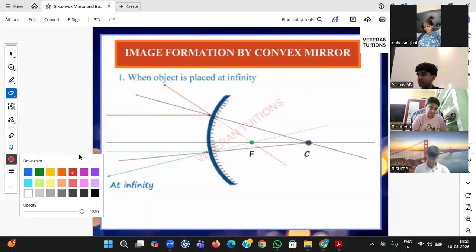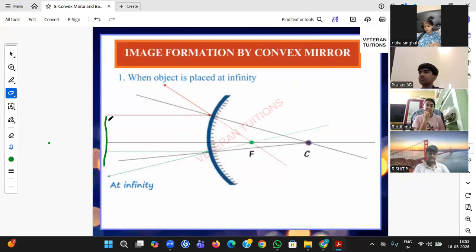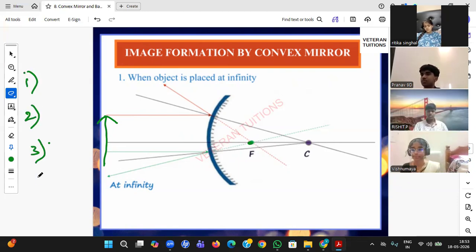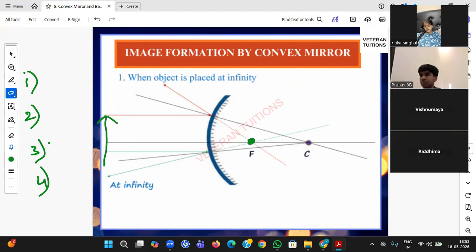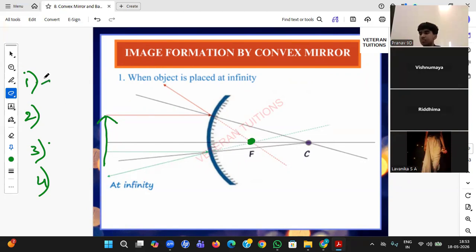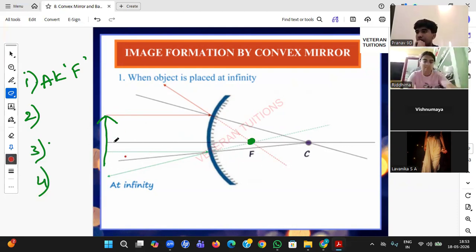Okay, yes, Rishit. Now you say the properties. This is my object. This is my image. Give me the position of the image. Between... So can you repeat it? This is my object. Here is the intersection happening. Can you give me the position of the image? At focus. Be confident. At focus. Yes, Pranav. What is the size of the image compared to the object? The size of the image is diminished. Okay, point size. Very small.